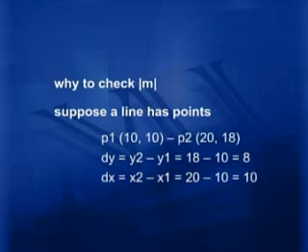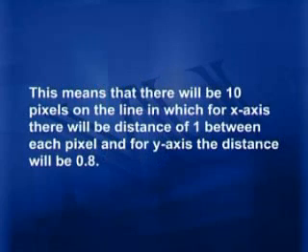For dx we subtract the x coordinates of the 2 points, x1 from x2, we get 20 minus 10 equal to 10. So now we have dy equal to 8 and dx equal to 10. Now this means that since dx is greater, we'll be moving more along x-axis and less along y-axis.